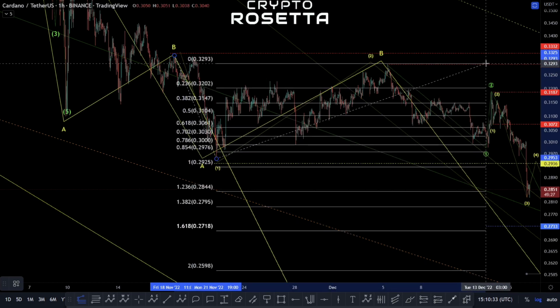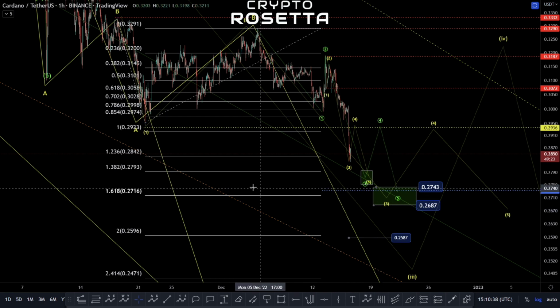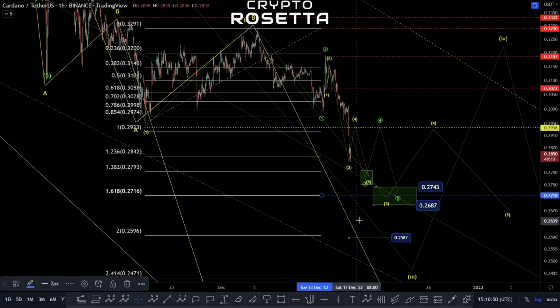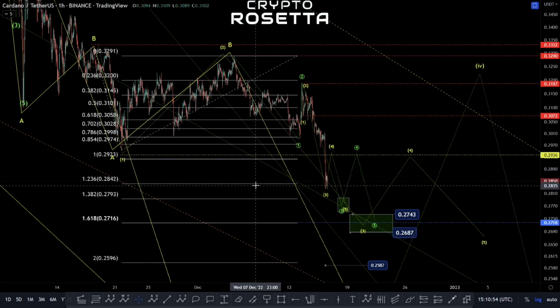Then what we would be looking for is effectively we would have a potential 1.618. So crossing this 21.27, 0.2716 area would make us have a bigger impulsive move here. So we'd have to be careful on this.